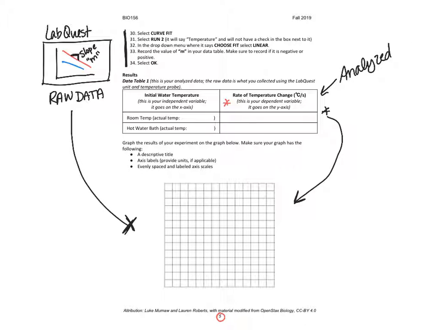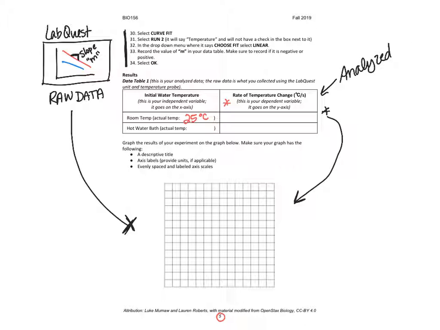You should have gotten some temperatures, the initial temps for the room temperature water and the hot water. I'm just going to make up some numbers because I don't have actual data in front of me. Let's say your room temperature water started out at 25 degrees. It's really important that you put units here, because if I just write 25, I don't know if that means 25 degrees Celsius or 25 degrees Fahrenheit, or I could be talking about 25 cupcakes. Without units, that number is really meaningless. So I'm going to put in degrees Celsius.